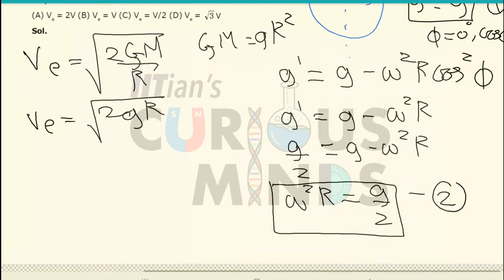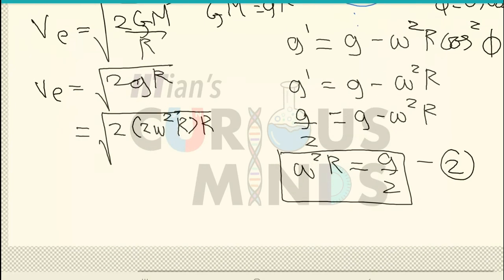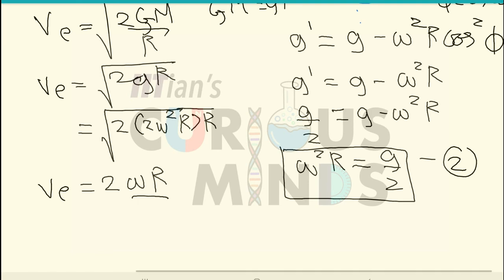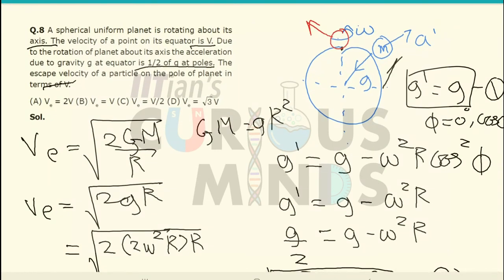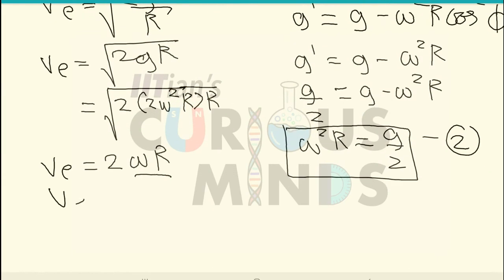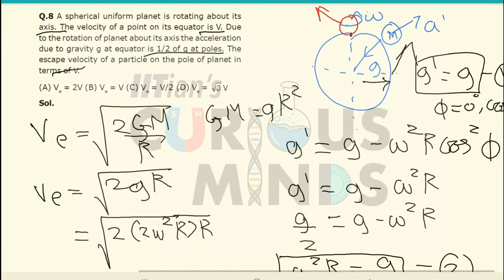So now I can write g as 2 omega square r, into r. So the escape velocity will basically be equal to 2 into omega r. Omega r is the velocity at this point. Omega into r will be the velocity at the equator. So I can say that the escape velocity will be equal to 2 times the velocity at the equator, which is option number A.